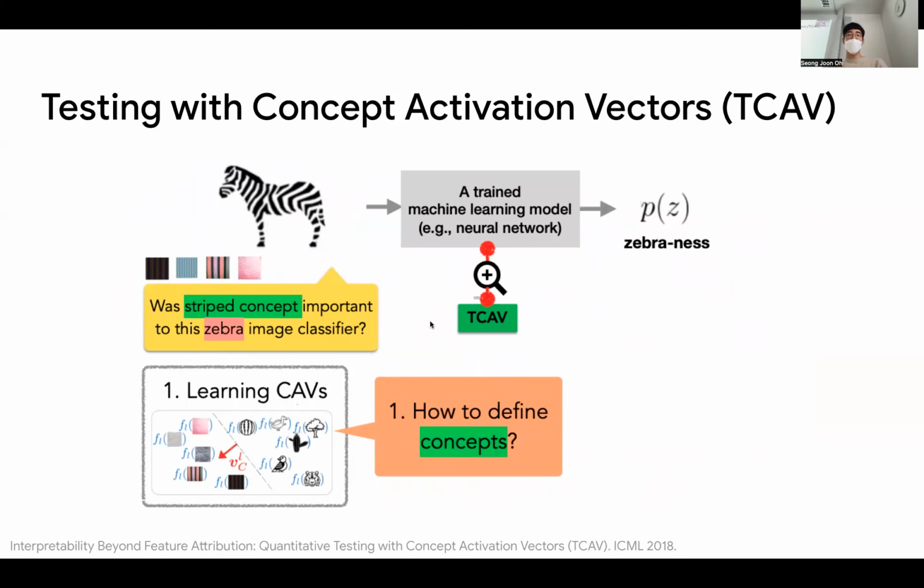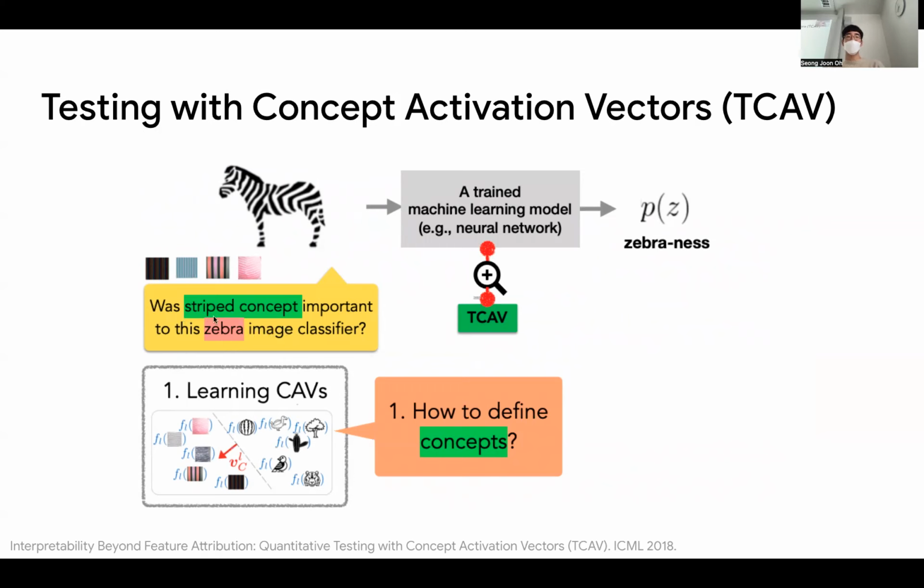So yet another example that's going to be a running example for these nice slides. By the way, the slides are from the TCAV authors' ICML presentation. So the talk is also quite great. If you're interested, you can just go and watch the talk. Now the running example is the stripe concept for the prediction of zebra.